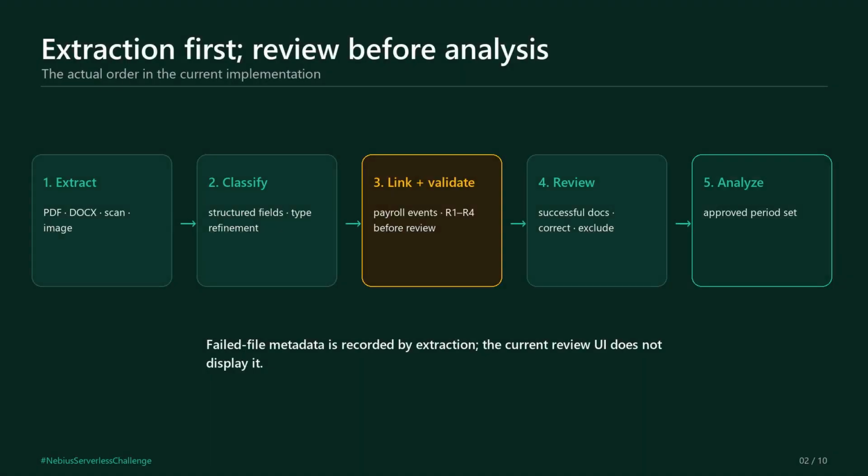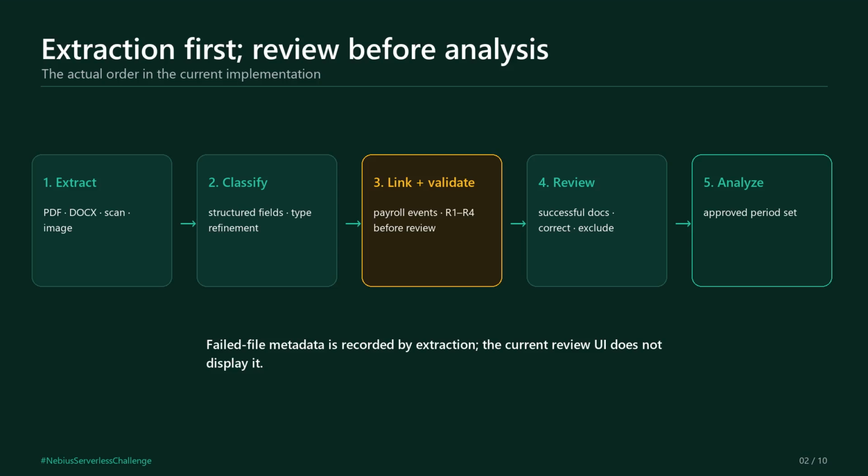The extraction package runs before the human review gate. It extracts, classifies, links payroll documents, applies rules 1 through 4, and writes documents, events, validations, and a machine-readable failed-file summary to object storage. The current review screen loads only documents that extracted successfully, so failed files are recorded in extraction artifacts and logs, but are not yet visible in that interface.